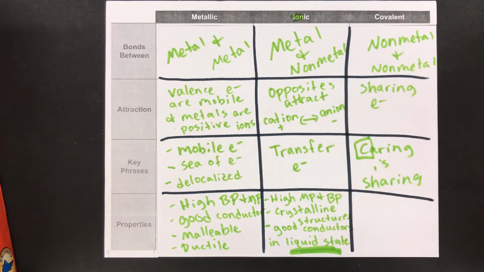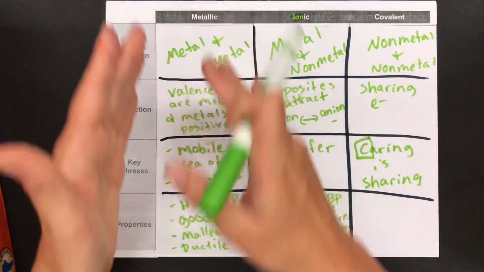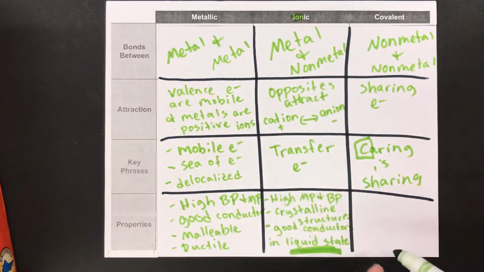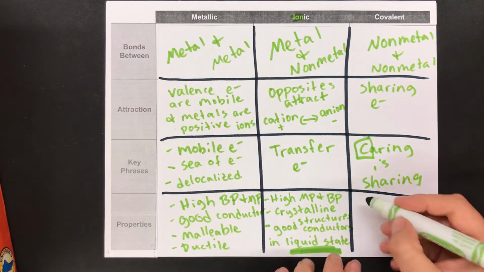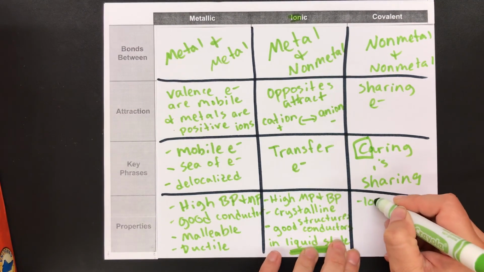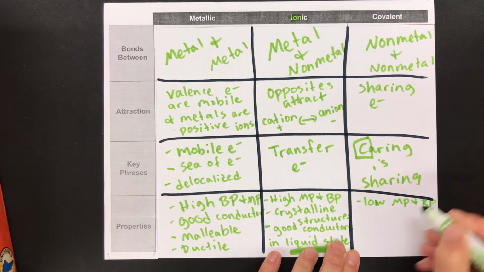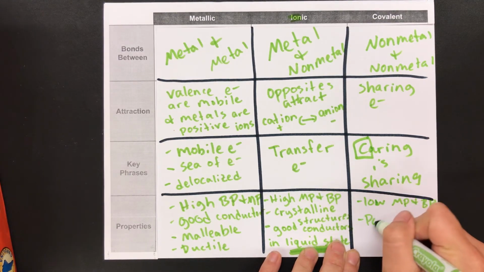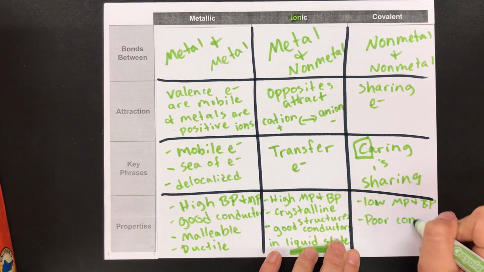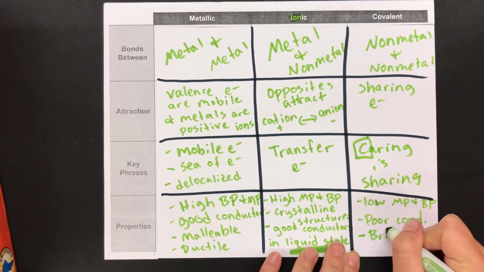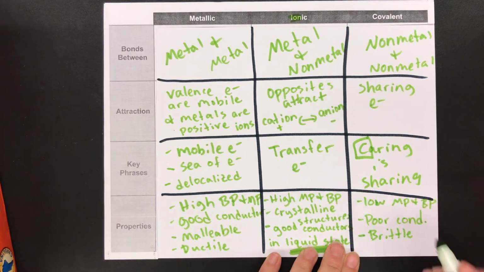Now, properties, again, just like your metals, metallic has the same properties of metal. Covalent are non-metal, so they're going to have the exact same properties as non-metal. So they're going to have low melting point and boiling point. Poor conductors, just like your non-metals, nothing's changed here. I'm going to abbreviate, sorry. And they are brittle in solid state.